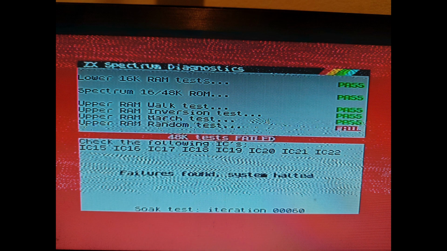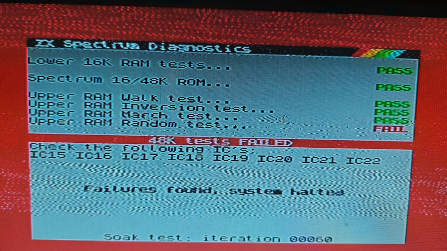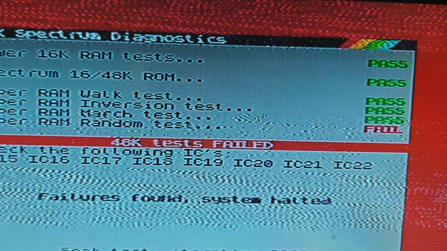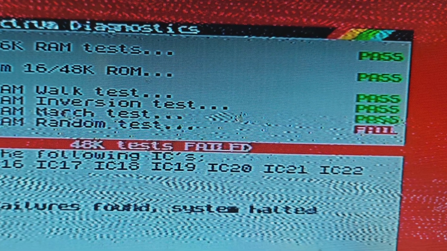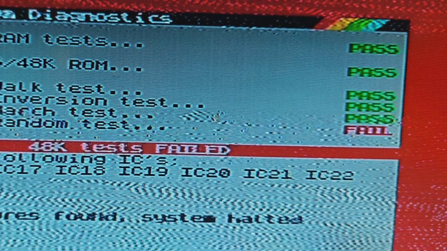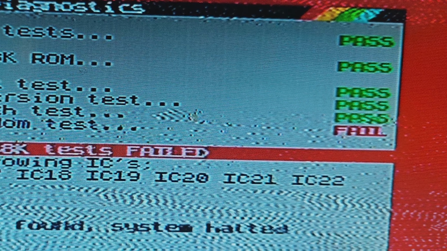Well, I said it was 50-50 and we got the exact same failure mode again, so the bad RAM chip must be in those lower 4 chips of the upper RAM. But first maybe we should try and understand the failure mode here. What we normally do with a RAM test is we write values to each address in the RAM and then read it back and check that it's the same.